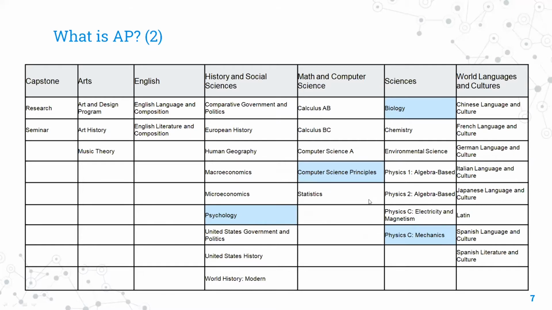So there's a special category here, which is the first one that I said, which is capstone. Capstone is a bit special, and I'll be talking about it in detail later, but it contains the 2 classes of AP Research and AP Seminar.